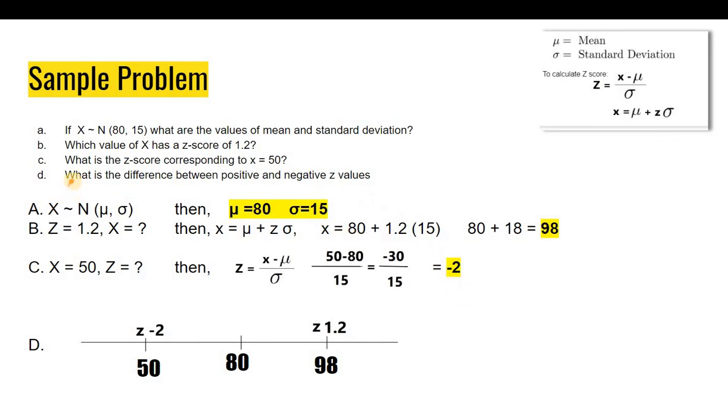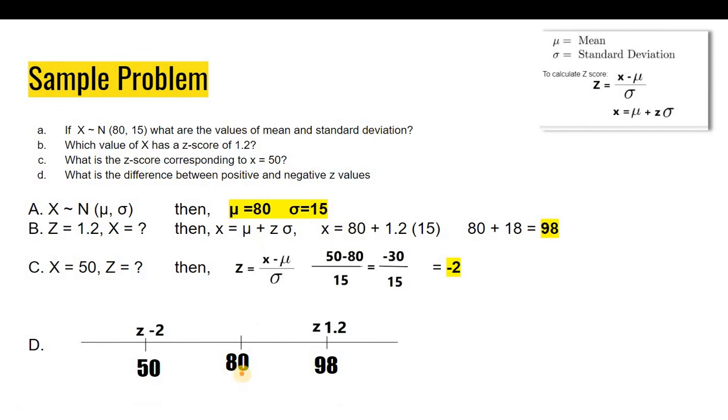So, ngayon, our final question, what is the difference between positive and negative z values? Okay? So, what we would be doing is this. We would have to graph it out, plot it out in order for us to visualize the distribution, kasi yun yung pinapakita natin kanina, the normal distribution. Again, in the middle would be the mean. Ano ba yung mean natin? 80. So, nilagay natin yung 80 dito.